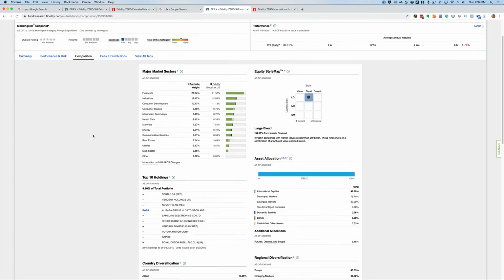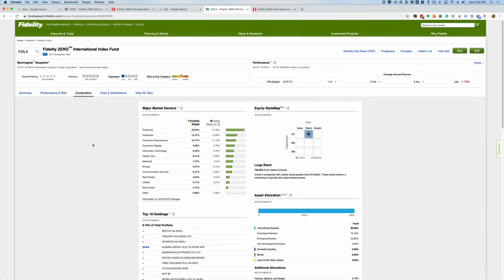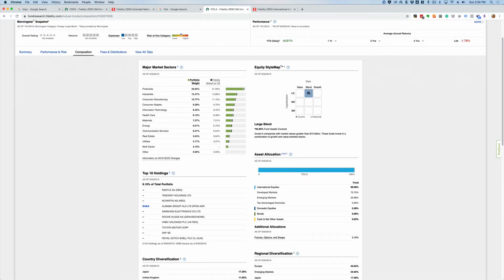And going back to the Fidelity website, you can see again, it's a blend, it's a large cap. We know what that means. You can again look at its sector weightings. It has 20% in financials, 12% in industrials, and so on. And really all of the information you need to make a sound investing decision to create your 3-fund portfolio or whatever type of portfolio you want to create.